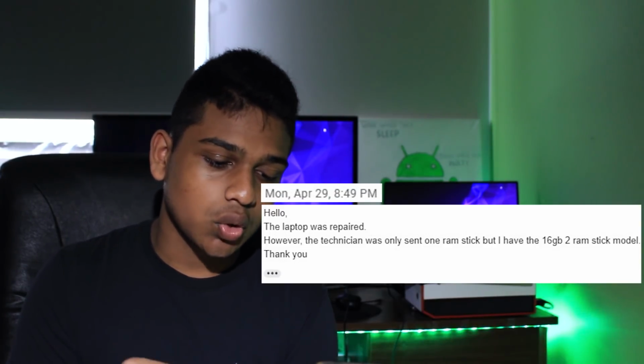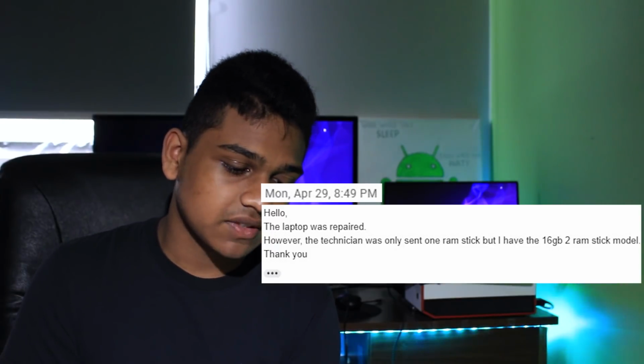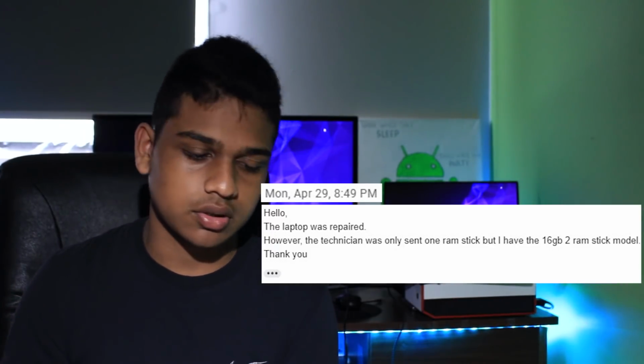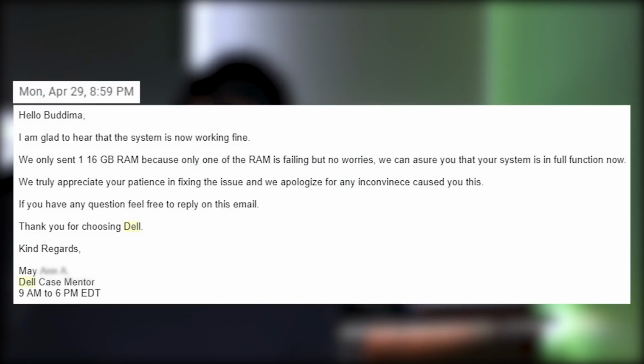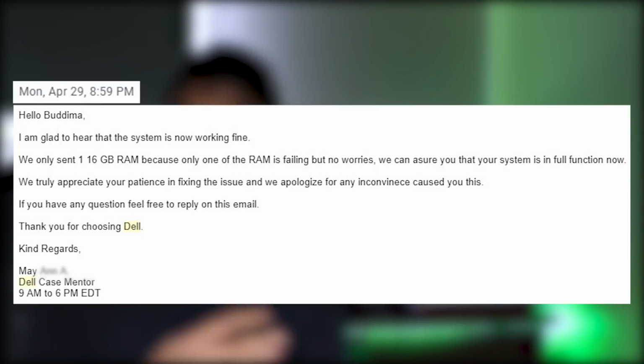However, the technician was only sent one RAM stick, but I have the 16GB 2 RAM stick model. And then I was sent a reply saying, "I'm glad to hear that the system is working now. We only sent one 16GB RAM because only one of the RAM is failing, but no worries, we can assure that your system is now fully functional. We truly appreciate your patience in blah blah blah," whatever, right?